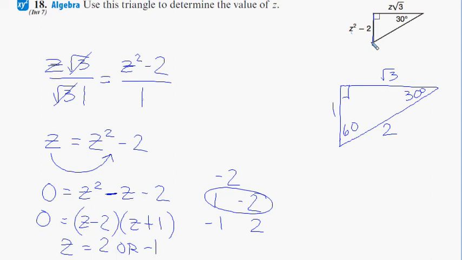Does negative 1 work, though? Well, plug negative 1 in here. If you plug negative 1 in here, that gives you negative 1 times negative 1, which is positive 1. Positive 1 and negative 2, though, gives you negative 1. That's a negative dimension. You cannot have a negative dimension, which means that the only answer that works is 2.